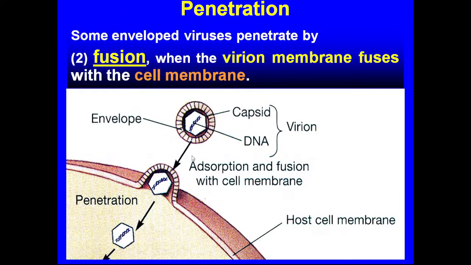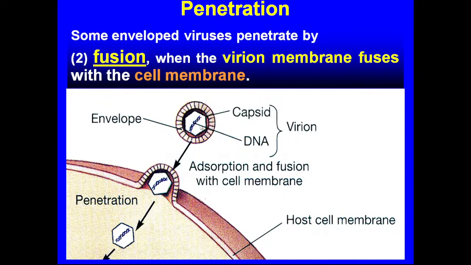Some viruses may enter the cell by a different way. This is typical for the majority of enveloped viruses, because the envelope of the virus is very similar to the plasma membrane of the host cell. This is the host cell and this is a virion.